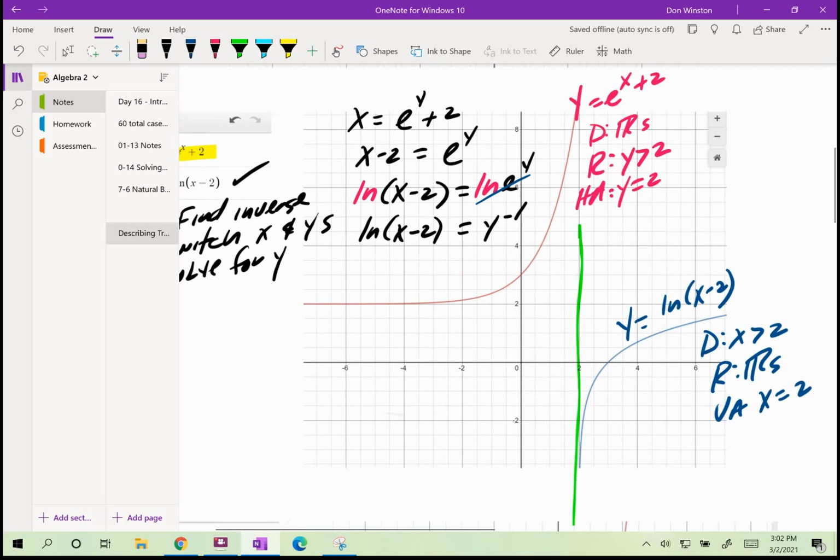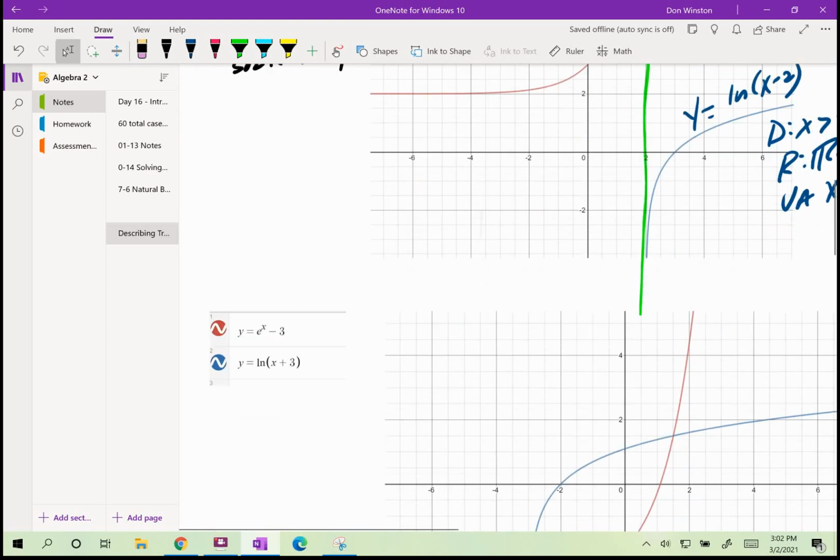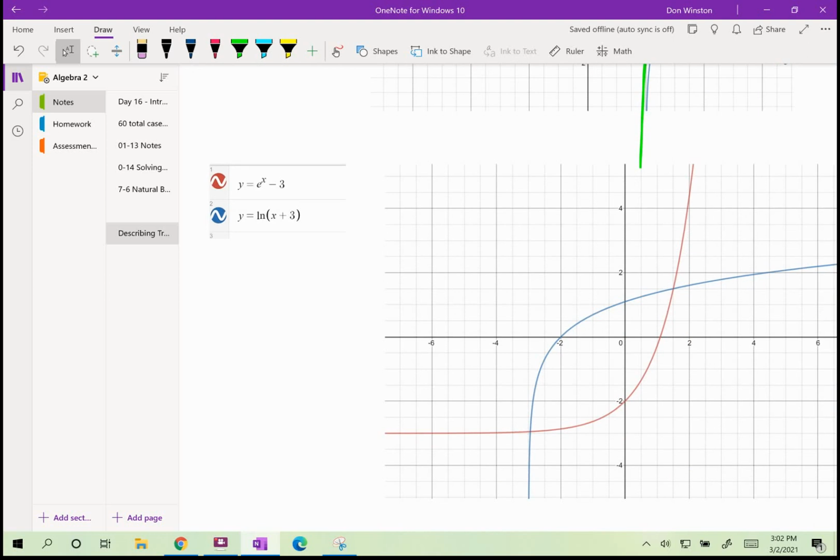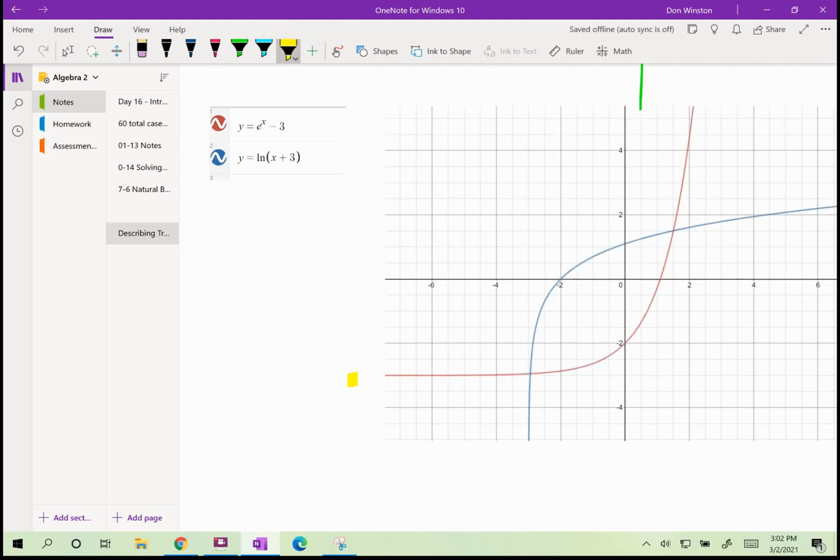Okay, and then one more of these here. So let's say here I start with the equation y is equal to e raised to the x minus 3. So basically I shifted the y is equal to e raised to the x down by 3. So you'll see that my horizontal asymptote now will be at y is equal to negative 3, and here's my function y is equal to e raised to the x minus 3.